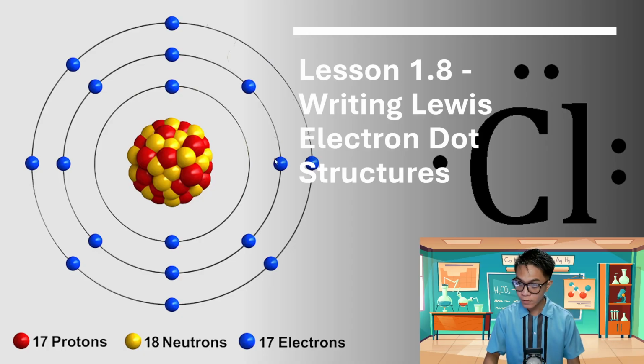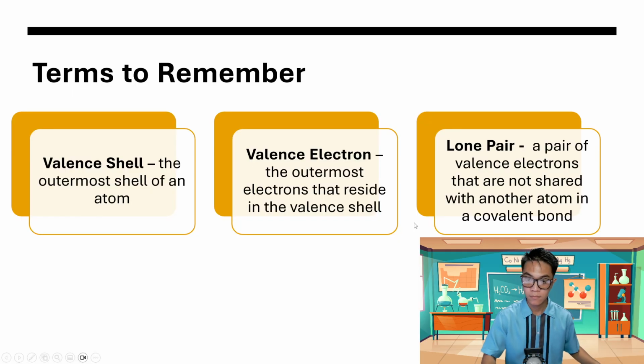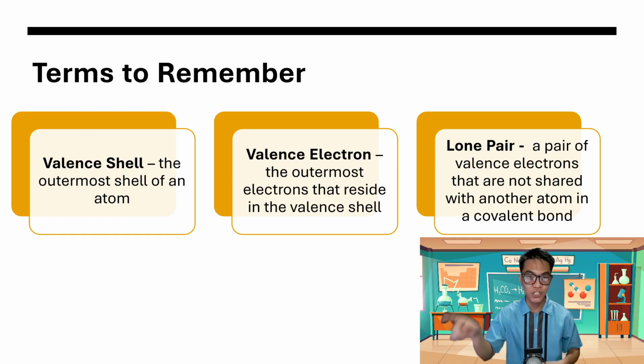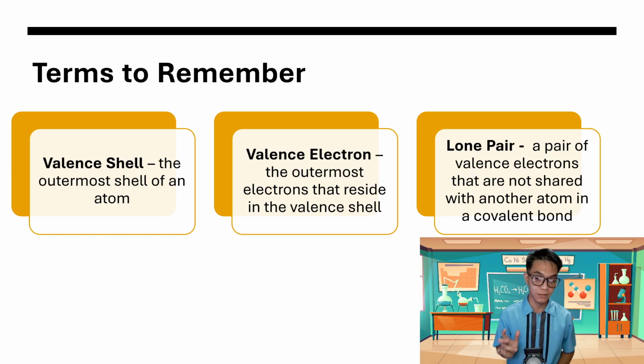Now, before I show you how to do the LEDs, we have to be familiarized with a few wordings or concepts. We have terms to remember. First, valence shell. The valence shell is the outermost shell of an atom, the most outside shell of an atom that contains the electrons.